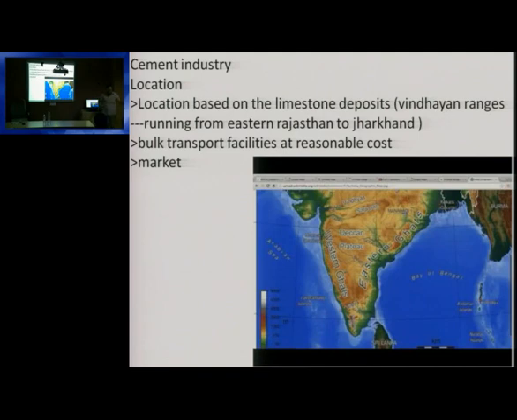As a geography student, you need to go for more of the physical aspect. So there is the Vindhyan range, covering many states: Gujarat, Rajasthan, MP. So 90% of the cement industry you will find in this region. There are other factors, but one of the main factors is location based on limestone deposits, the Vindhyan ranges, running from eastern Rajasthan to Jharkhand.